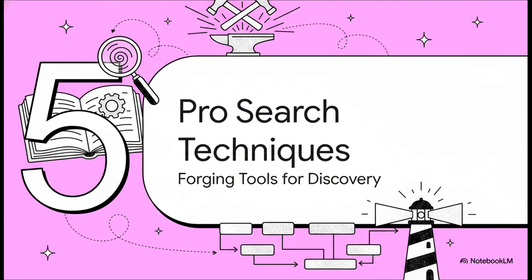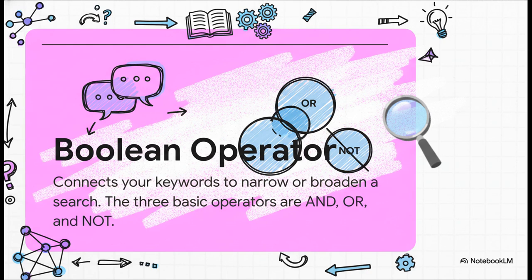Now that we know where to look, let's talk about how to look. We need to forge the right tools to search effectively. And trust me, these pro techniques are going to transform how you find information, save you a ton of time, and dramatically improve your results. First up, Boolean operators. Now, I know this sounds super technical, but it's incredibly simple and unbelievably powerful. These are just simple words, AND, OR, and NOT, that you use to connect your keywords. They let you control your search with surgical precision.